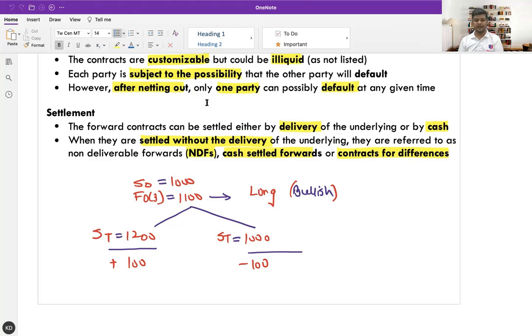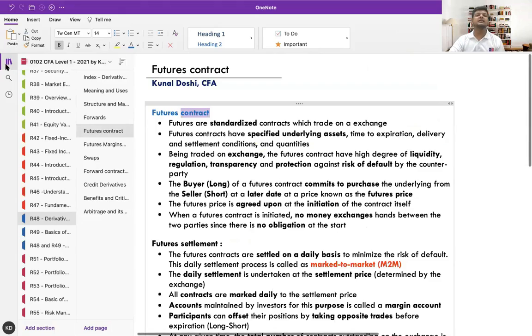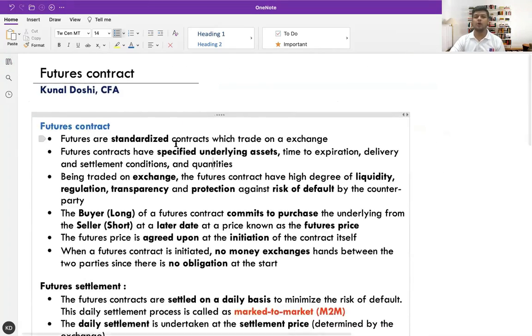Clear? Forward perfectly? Yes. Now the futures also work in the same manner, only there is going to be minor change. I will show you how.